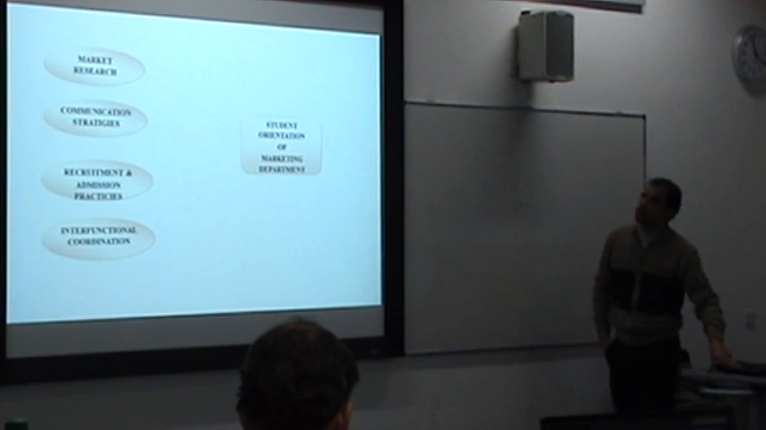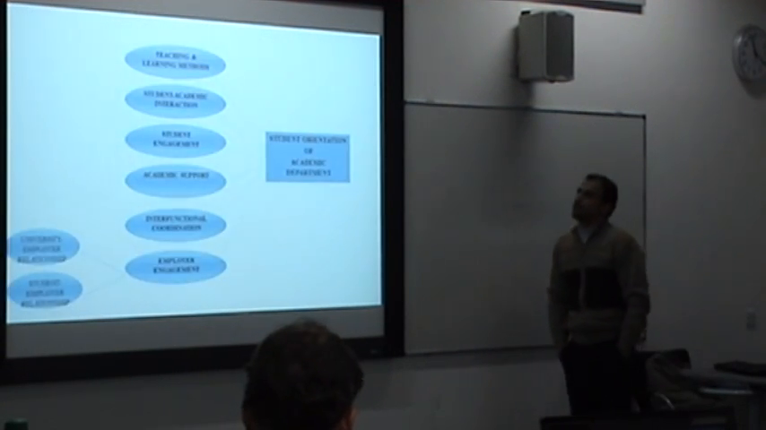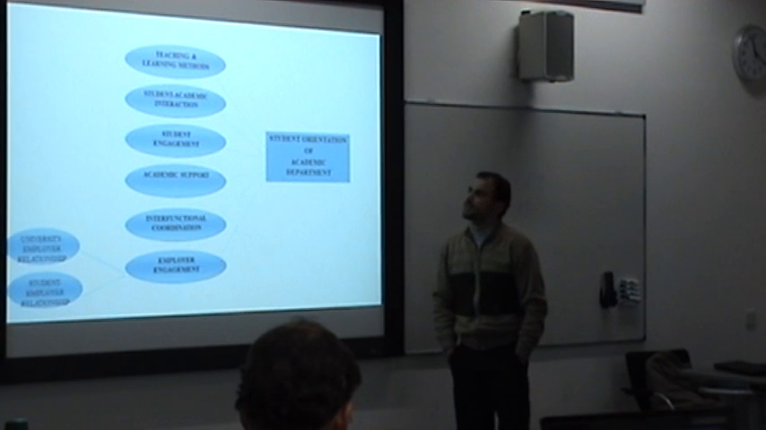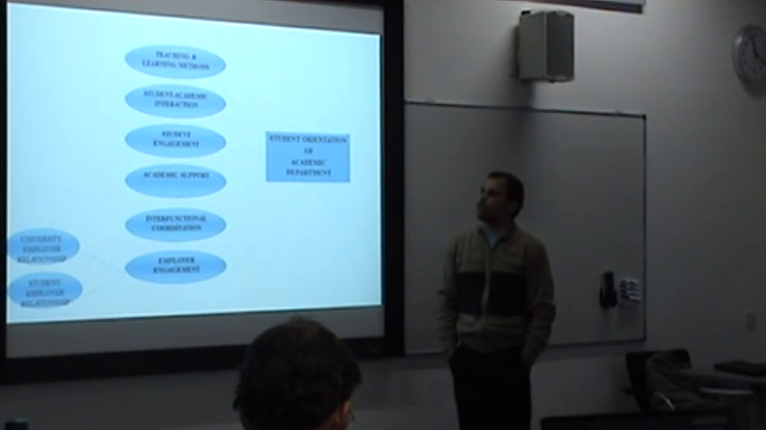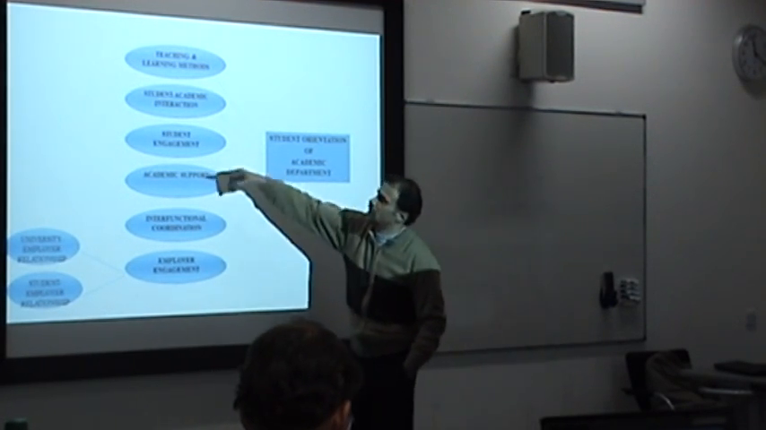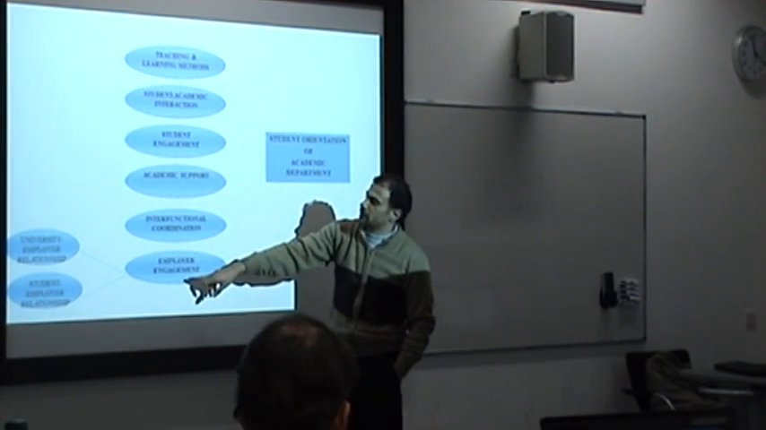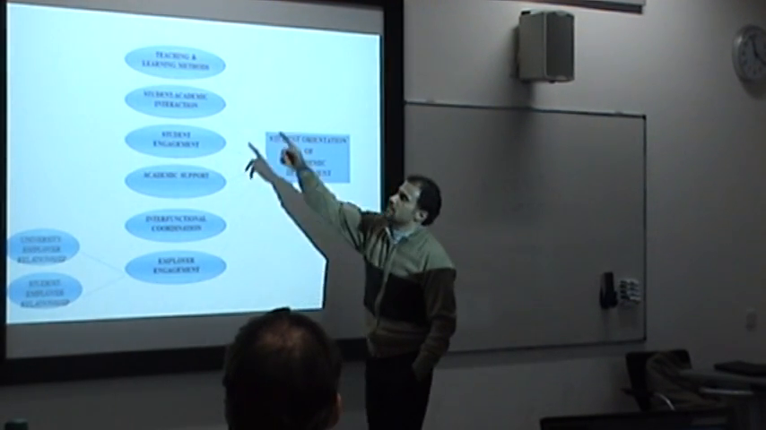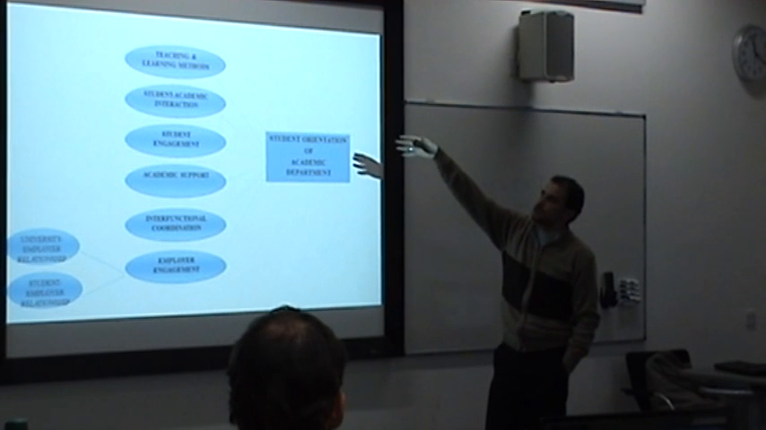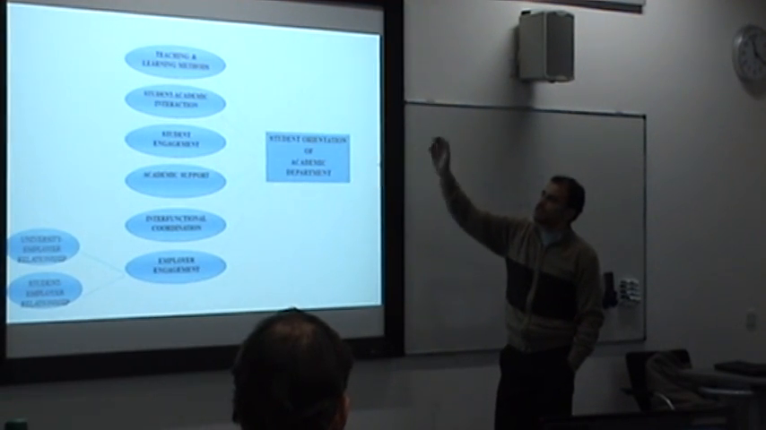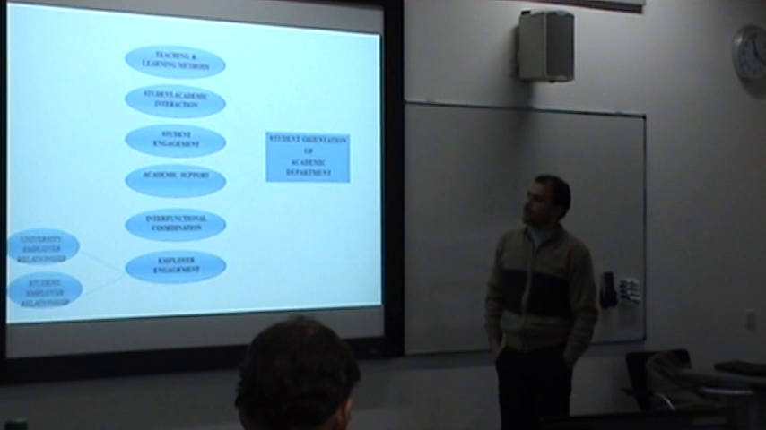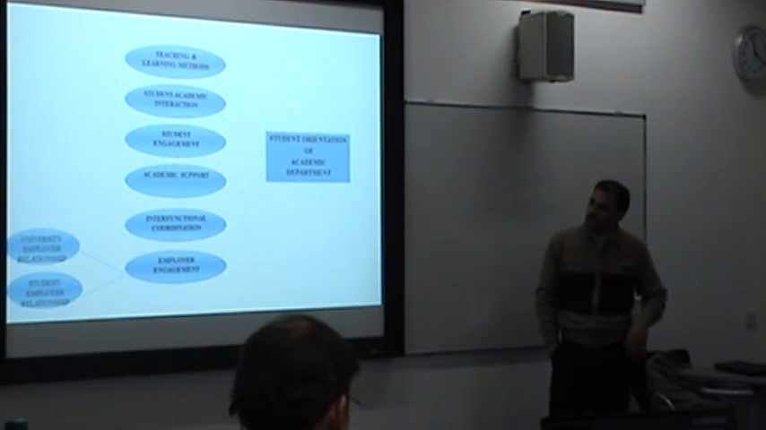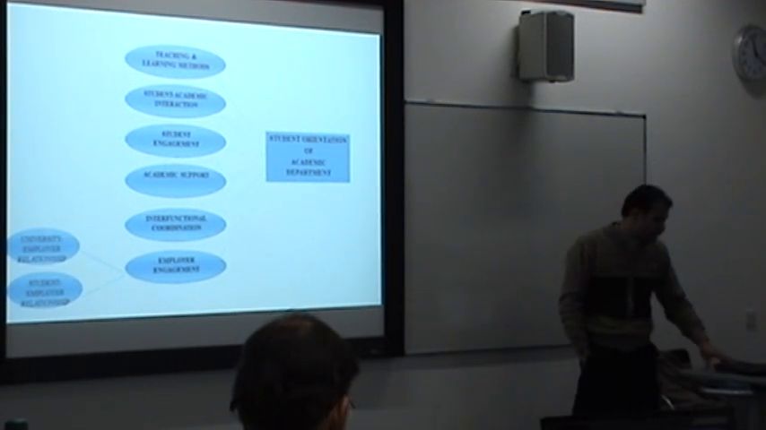interfunctional coordination. Now, for the academic department, it's conceptualized as a type 3 formative construct, which consists of reflective and formative first order indicators, and these are teaching and learning methods, student-academic interaction, student engagement, academic support, interfunctional coordination, and finally, employer engagement.